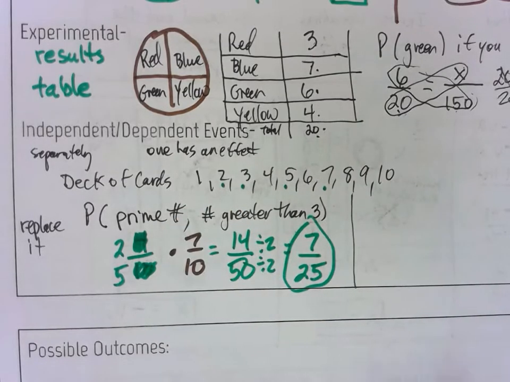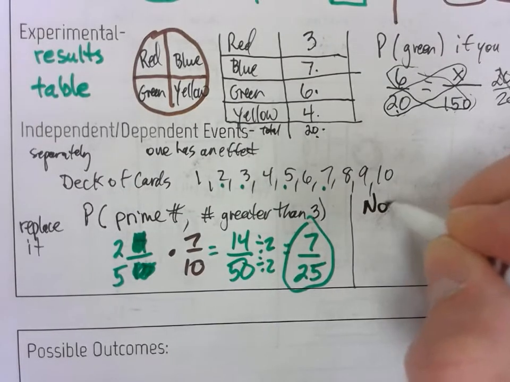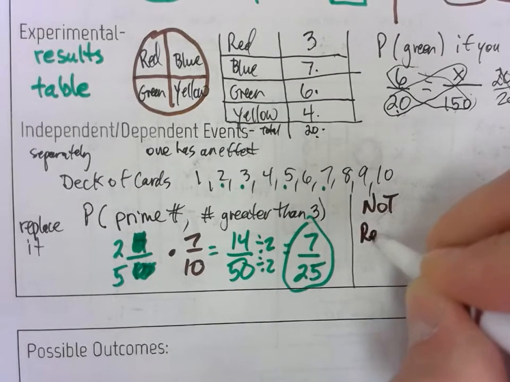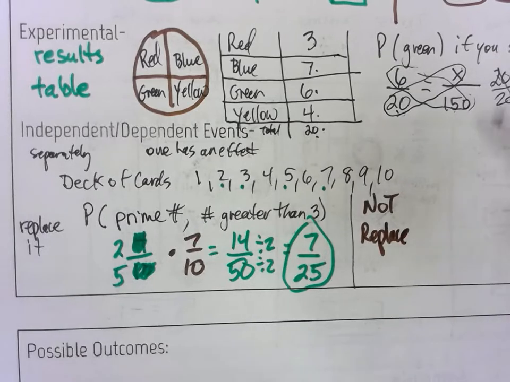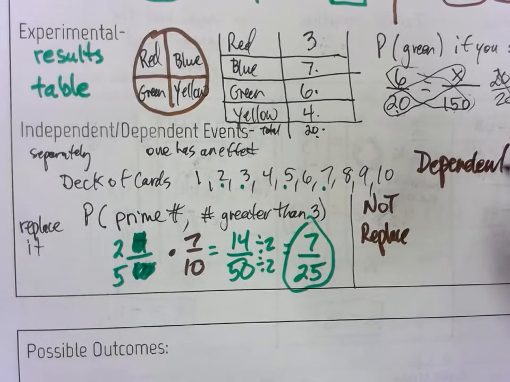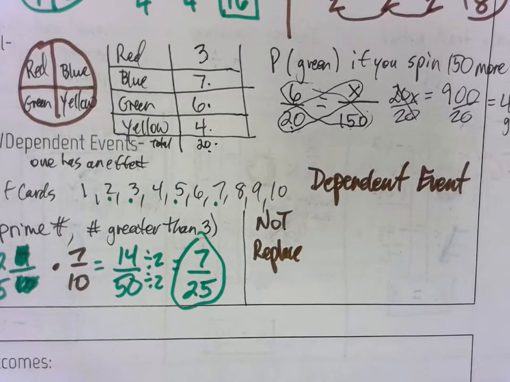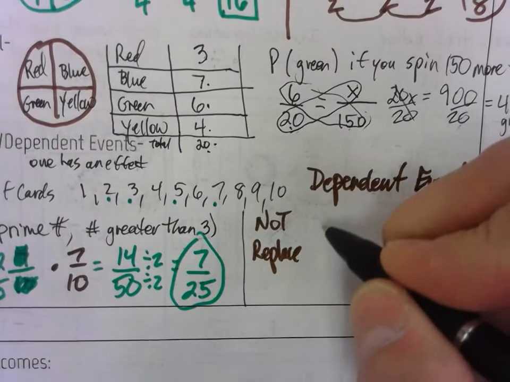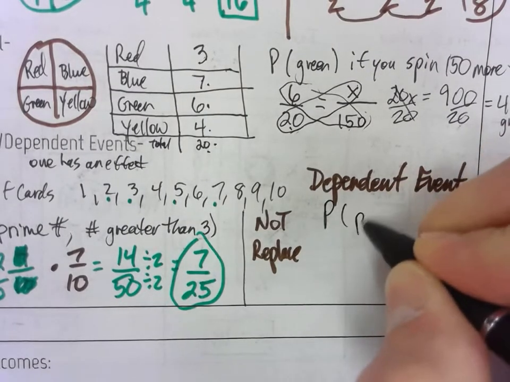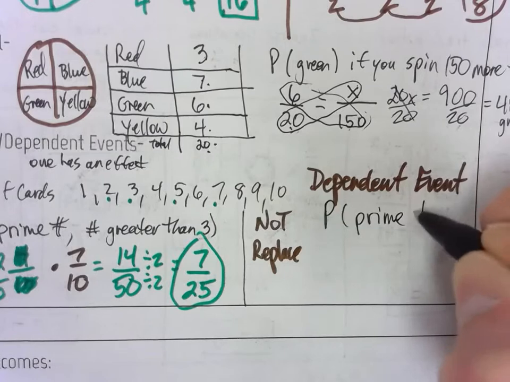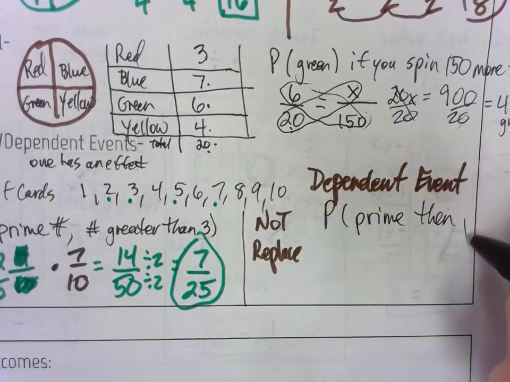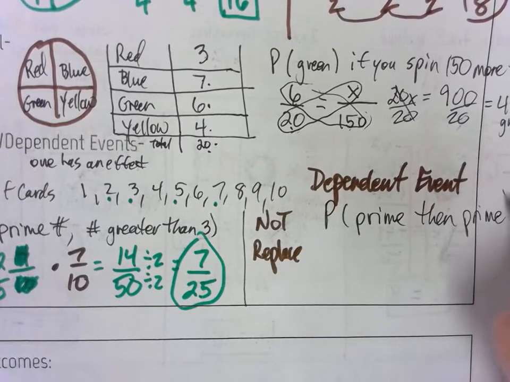Over here on this side, we are not going to replace. So this is the difference. This is what makes this a dependent event. So pay attention, this is a little bit different. Let's say the question is, what's the probability of a prime number and then a prime number? So we're going to do the probability of prime, then don't replace it, and then prime again.